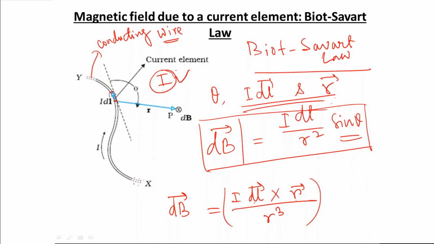So here obviously you can see the magnetic field at this point. If you just apply your right hand thumb rule, you will correctly get the direction of the magnetic field, that it is going into the plane of the paper.